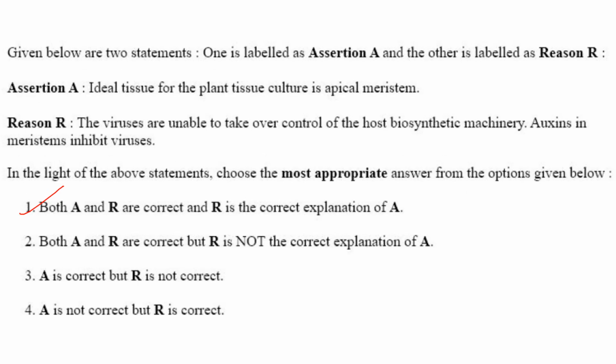Then next one. Ideal tissue for plant tissue culture is apical meristem. Yes, of course, you will get virus-free plants. The viruses are unable to take over control of the host biosynthetic machinery. Auxin in meristem inhibits viruses. That's correct. So both A and R are correct, and R is the correct explanation of A. Answer is option 1.